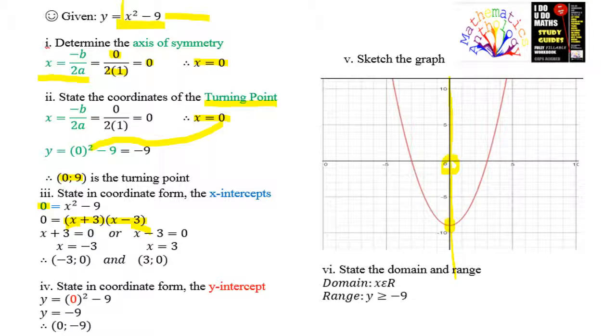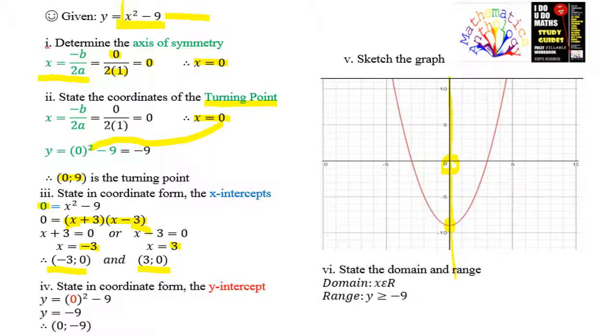So x plus 3 equals 0. If you solve for x, x will equal negative 3. Or x minus 3 is equal to 0. Solve for x, you'll get x is equal to positive 3. So my x-intercepts there are negative 3 and 0, and 3 and 0.